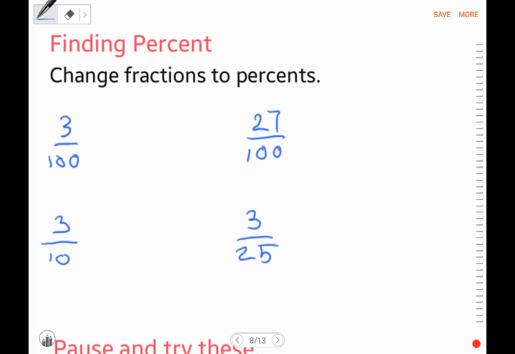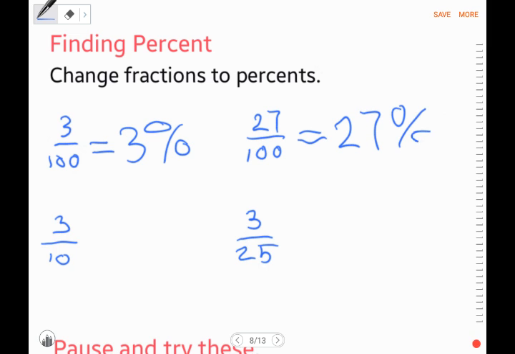Now let's try finding some percents when we're given a fraction. So this first fraction here, 3/100. Well, we know that to mean 3 out of 100. So all we need to do is write this one as 3%, which also means 3 out of 100. Okay, let's look at this one. Here again, 27 out of 100. When it's 27/100, just rewrite it as 27%.